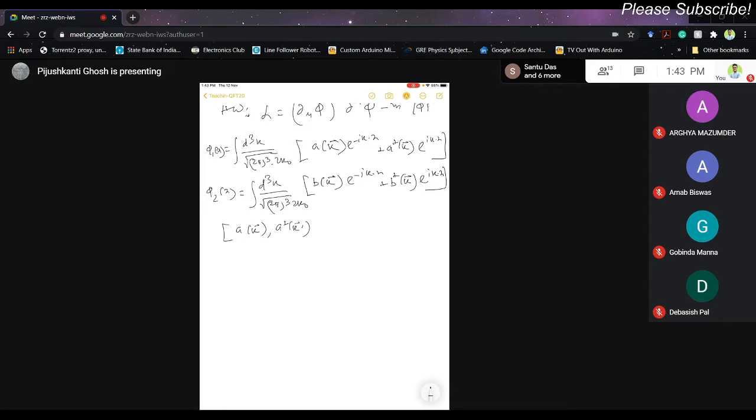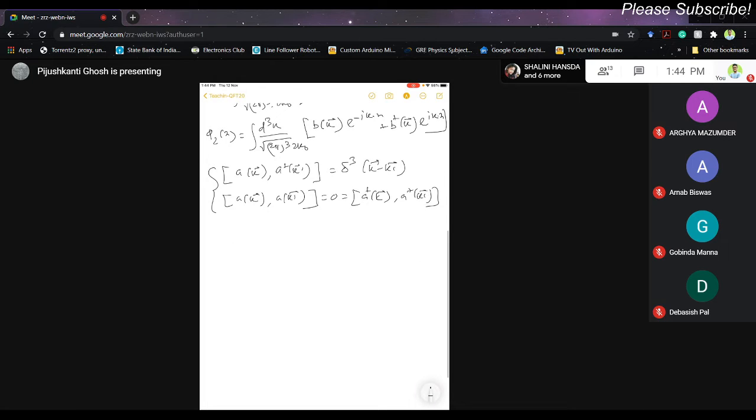So this we had already derived: a_k, a_k prime, a dagger k, a dagger k prime. Okay. Since b is an independent annihilation and creation operator, it will have its own identical relations.